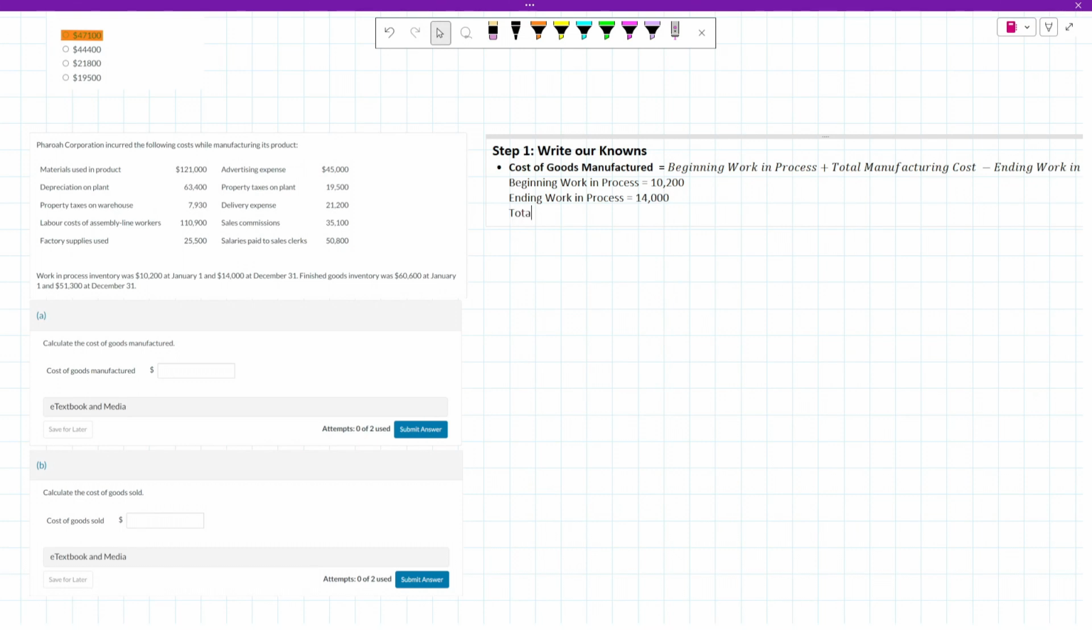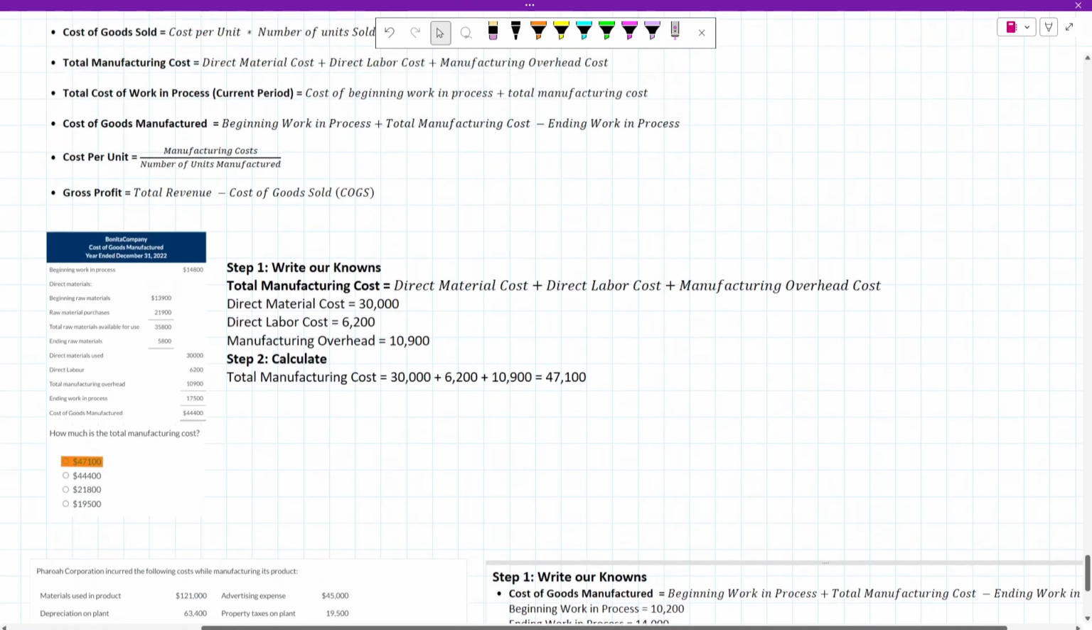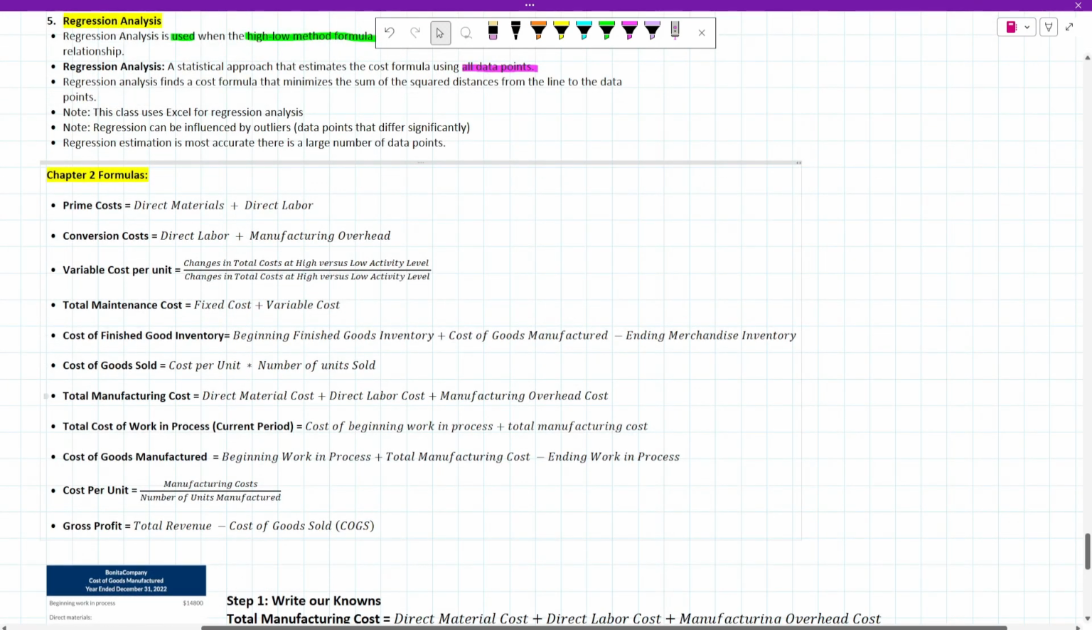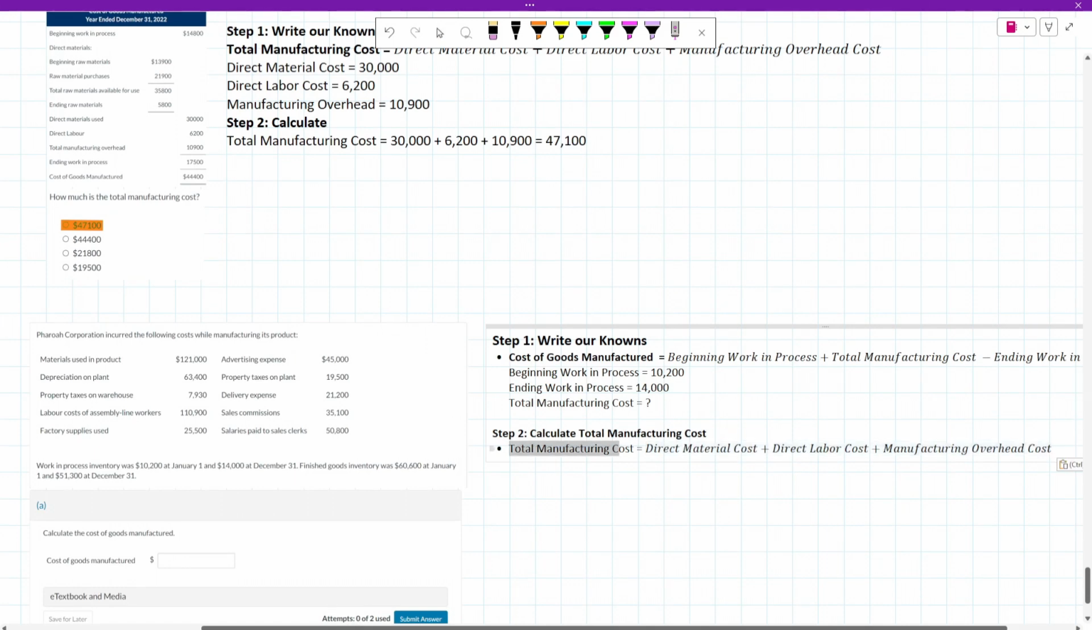So the only thing we don't know is our total manufacturing cost. And we're going to put a marker here so we know we have to calculate it. So step 2, we want to calculate total manufacturing cost. Let's find our formula from up here again. Total manufacturing cost is direct material cost plus direct labor cost plus manufacturing overhead cost, like our first example.